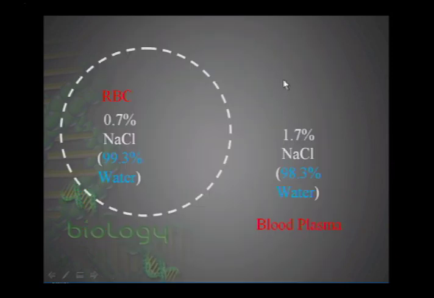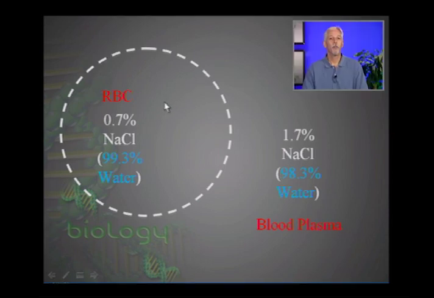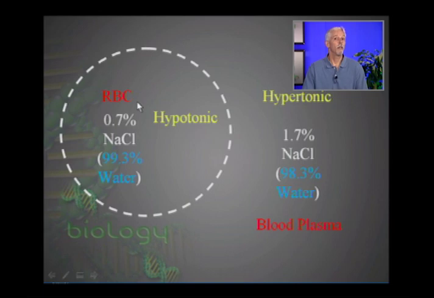Let's look at another example. Let's say we have a red blood cell, 0.7% NaCl. And in the blood plasma, let's say the blood plasma is 1.7% saline NaCl. Well, if that's the case, the cytoplasm of the red blood cell would be hypotonic. The blood plasma would be hypertonic.